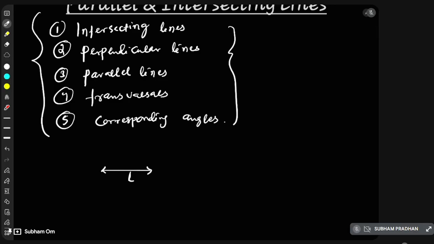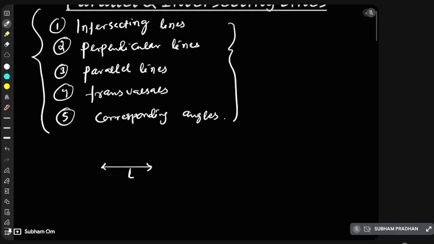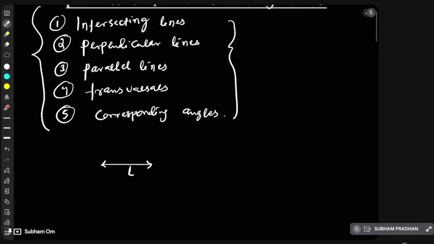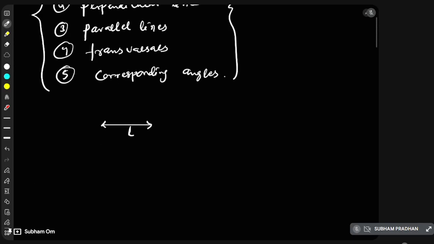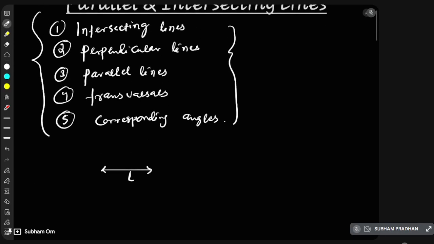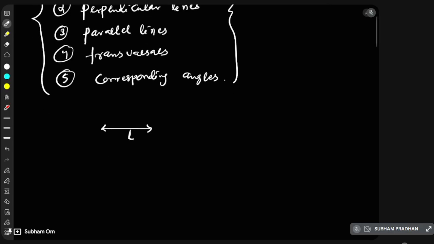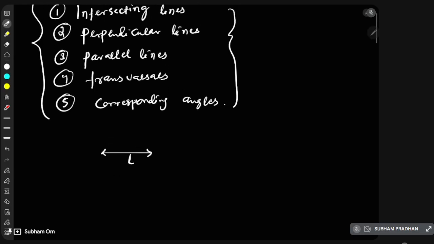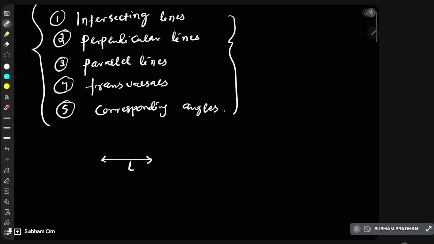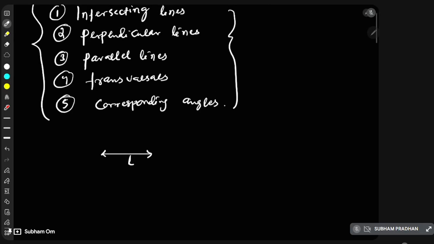Now we will discuss more about lines in this class: what a line is and the classification of lines. Now we will discuss intersecting lines.